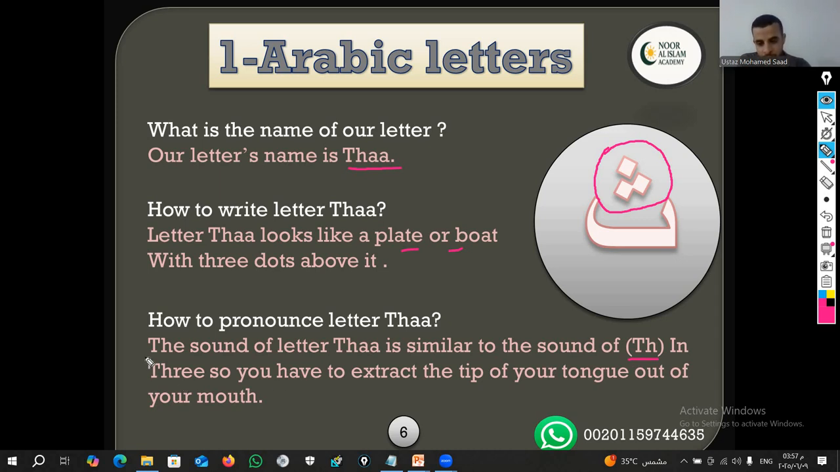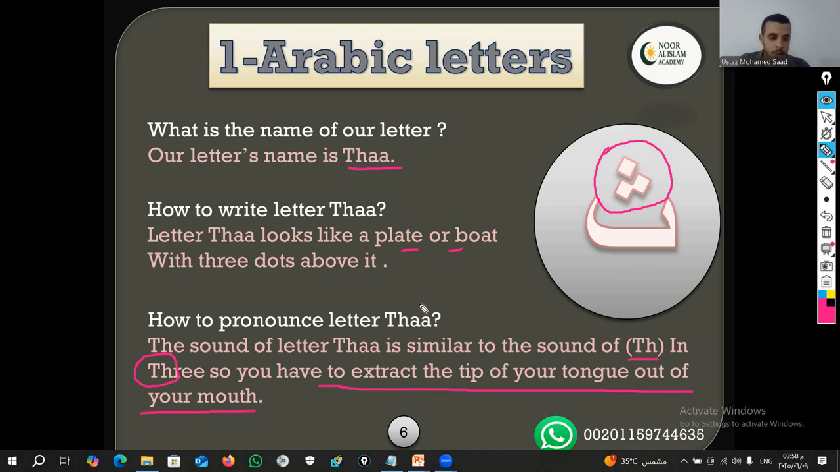As you can see, when I pronounce the word three, I extend the tip of my tongue. The same thing you are required to apply with letter Tha. You have to extend the tip of your tongue and put it between your teeth, like you are seeing over there in this part.